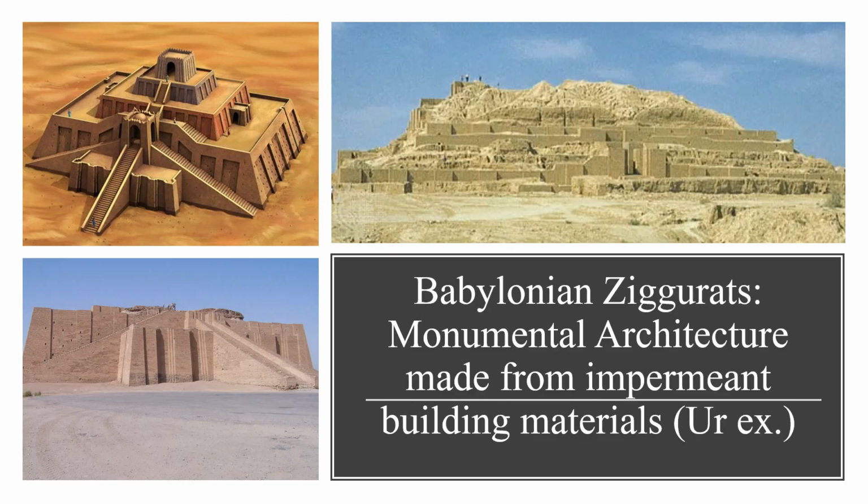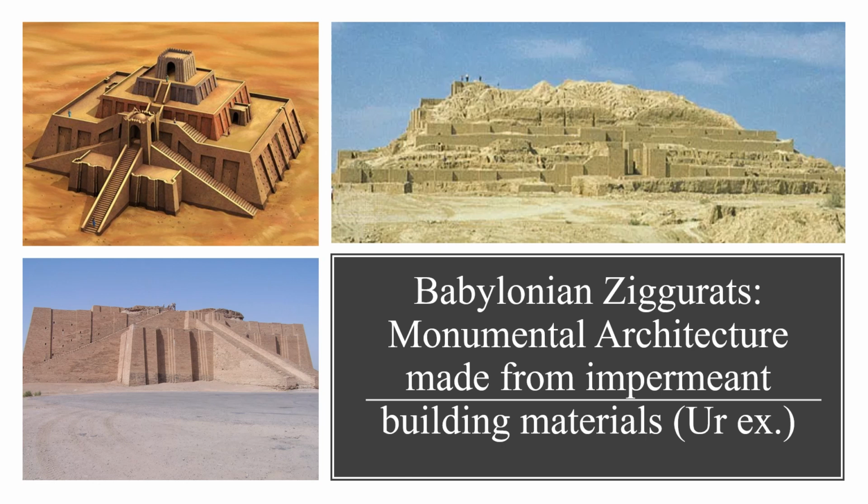Now we'll talk a little bit about Babylonian monumental architecture, namely their ziggurats. The example we're using here is from Ur, a city that's much older than the Babylonians, but became very important to the Babylonian civilization.